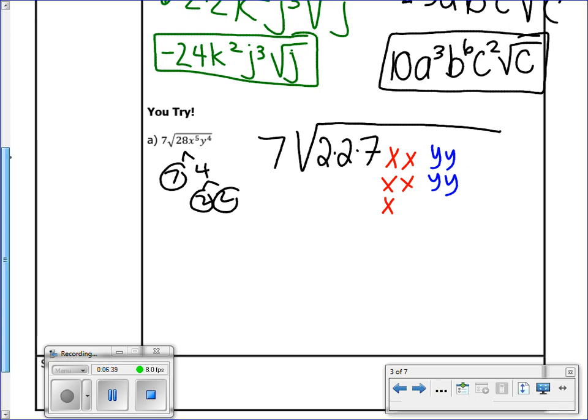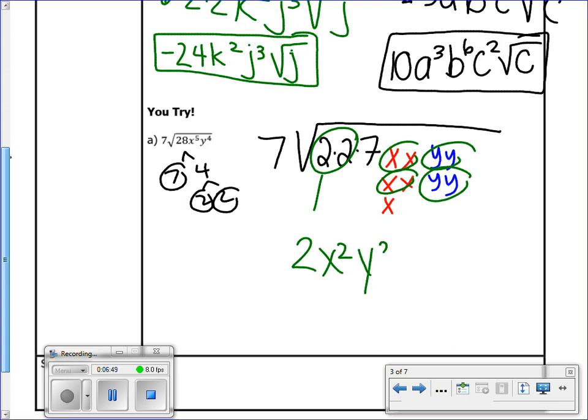You need to find sets of twins. Find a set of twins, that's a 2, they come out. X's and x's, that makes x squared, and I have 2 sets of y's, so that makes y cubed. Square root, 7 and an x are left over. Don't forget about that 7 out in front. You have to carry that down as well, and it stays out front.